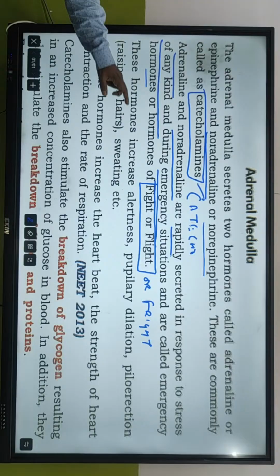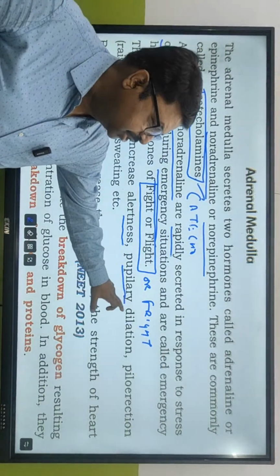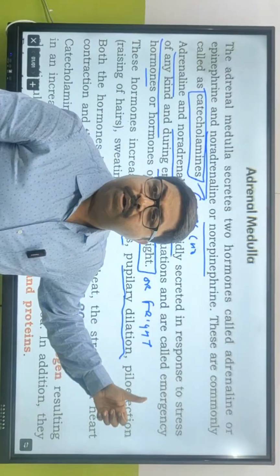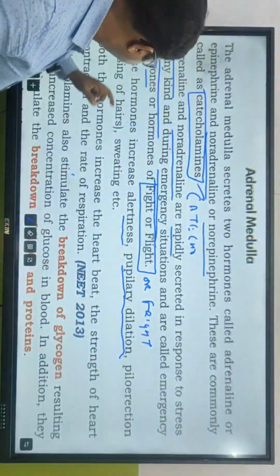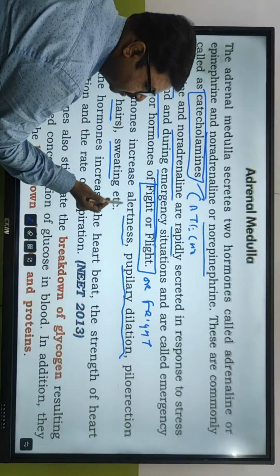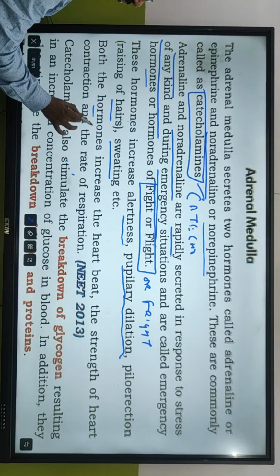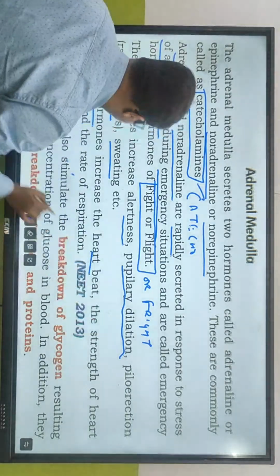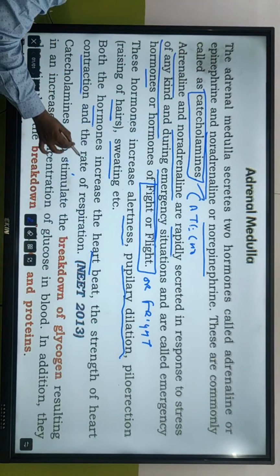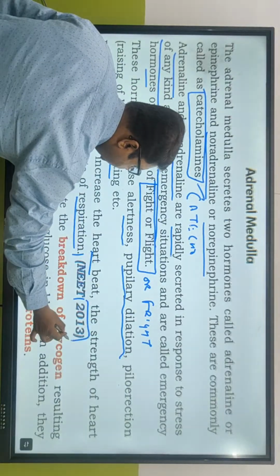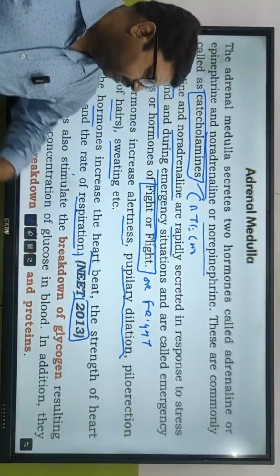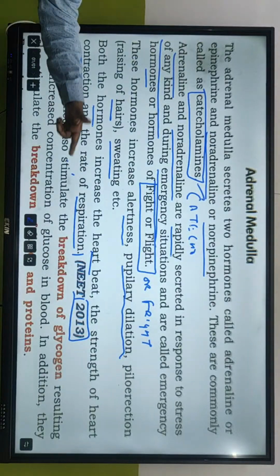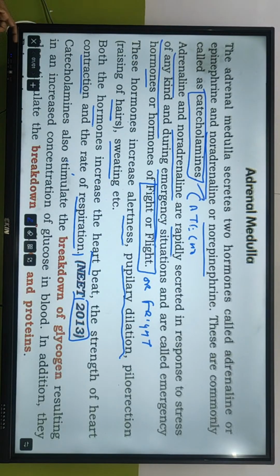These hormones increase alertness, pupillary dilation, piloerection. What is the meaning of piloerection? The erection of your hairs. Piloerection, raising of hairs, sweating. Clear? Both the hormones increase the heartbeat and the strength of heart contraction and the rate of respiration. This was a 2013 question, have a look. It's a very, very important one.